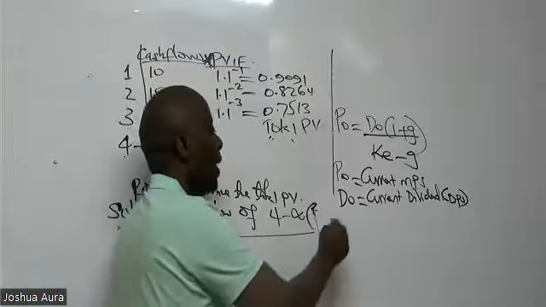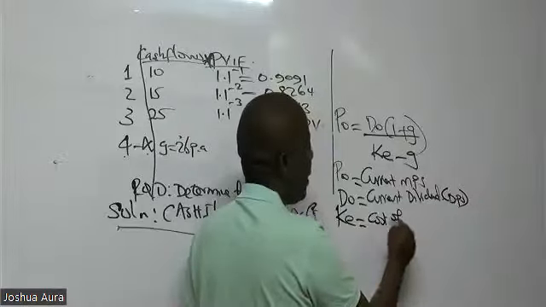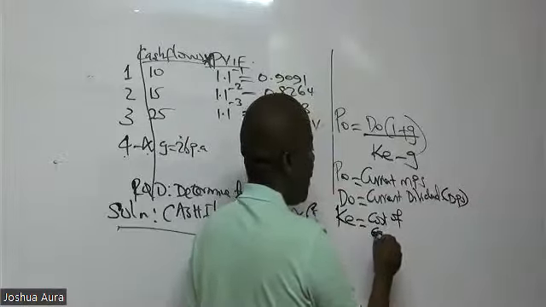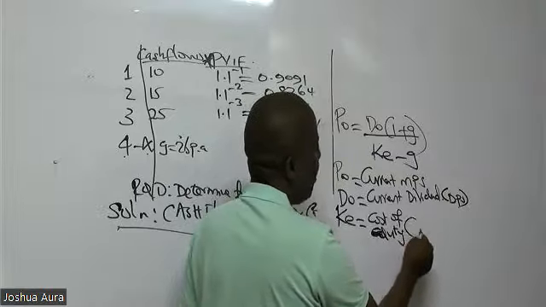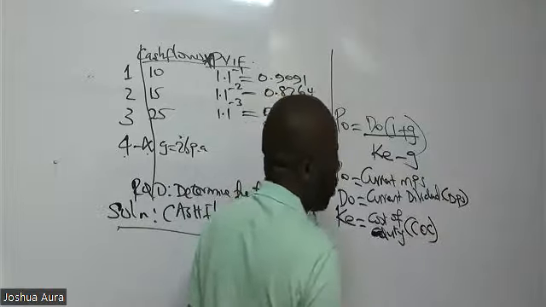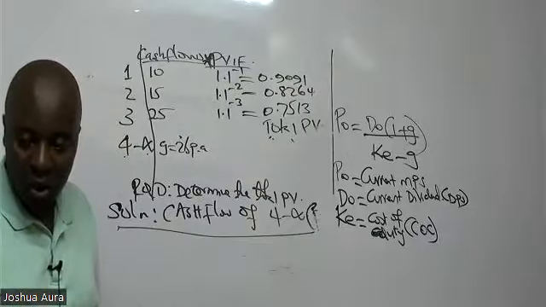And then we have a KE. KE here is cost of equity. In our case, we shall be using this as our cost of capital. We shall be using this as cost of capital.